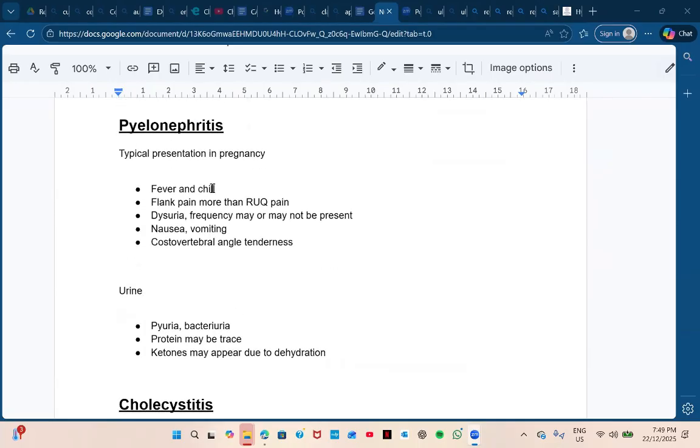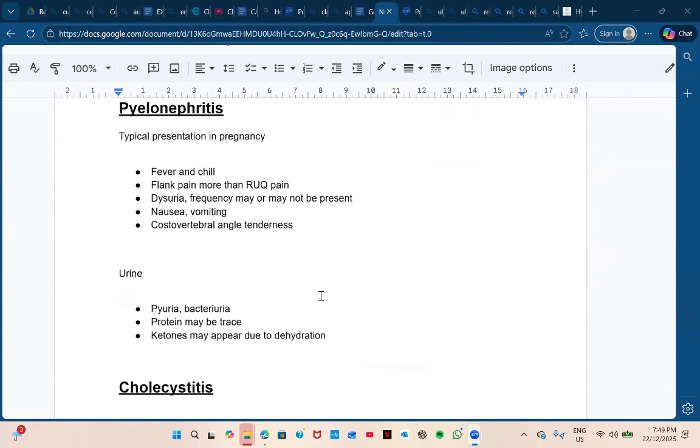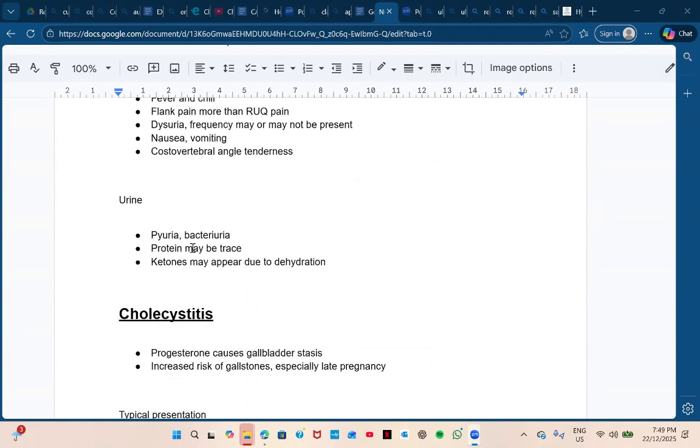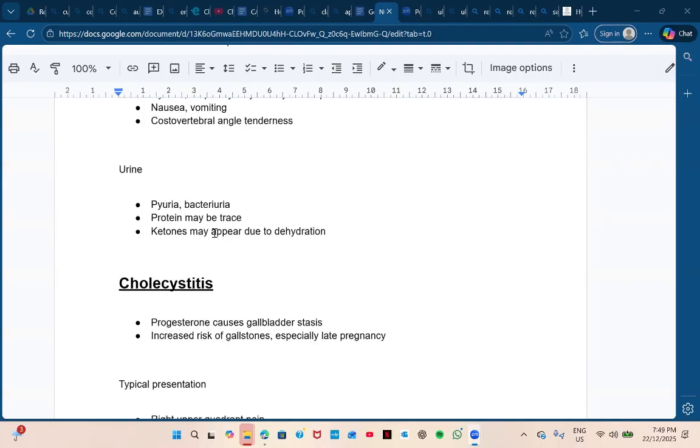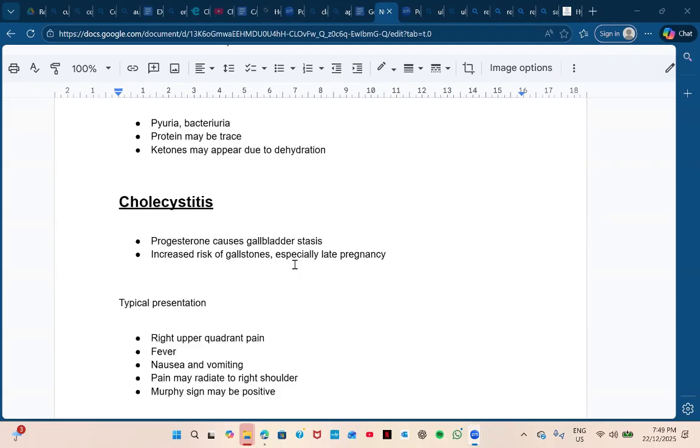So let's discuss quickly how pyelonephritis presents: fever and chills, flank pain, more than right upper quadrant pain in this question. Dysuria and frequency may not be present. Nausea, vomiting, costovertebral angle tenderness can be seen. In urine: pyuria, bacteriuria, protein may be trace, ketones may appear due to dehydration.